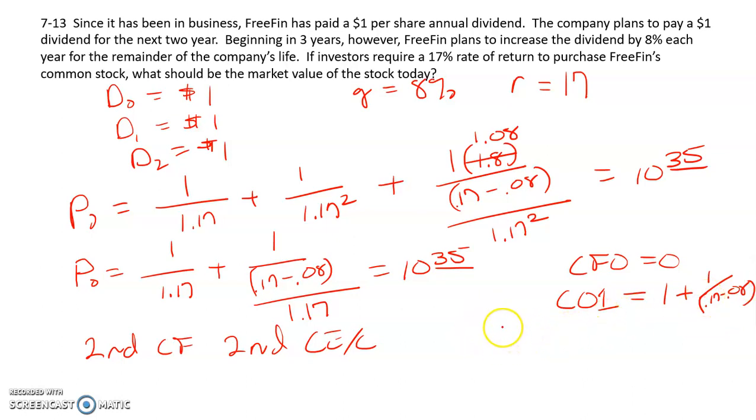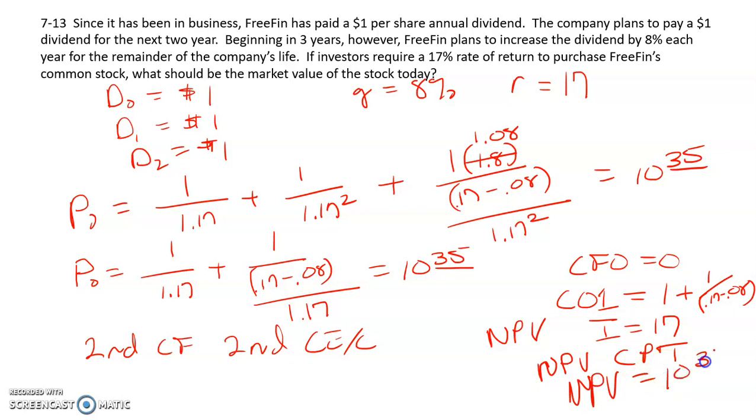So again, you want to do this calculation with the division in it first and add the dollar. And then at the NPV key, it's going to come up I equals 0. We're going to enter our required rate of return, 17, hit enter, and go down to NPV, hit compute, and you should get NPV is equal to $10.35.